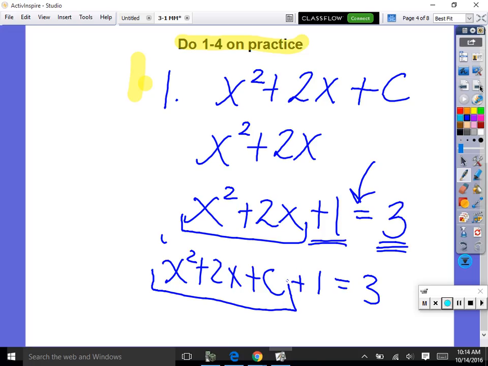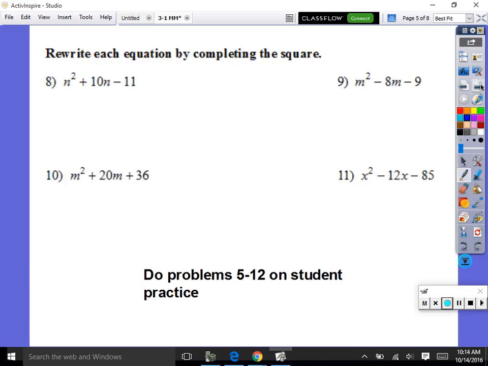Okay, so let's just get to an example. Rewrite each equation by completing the square. So what we're going to do is set this equal to 0. To do this, we've got to set it equal to 0. Is everybody good with that?